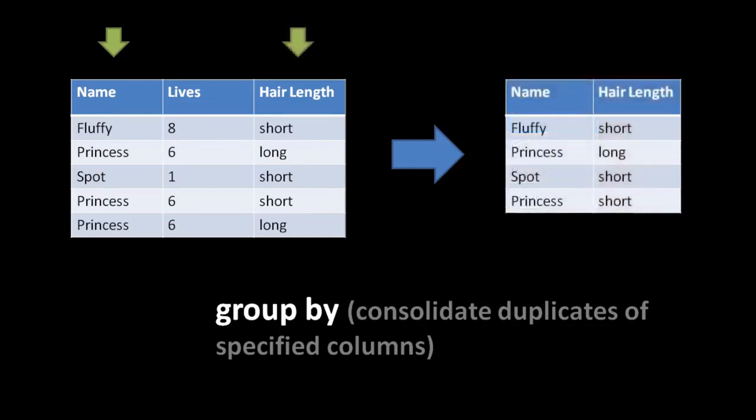It is possible, though, to group on multiple columns. So if we group on both the name column and the hair length column, then we get back a table with the name and hair length columns in which the name and hair length together form a unique pair. So we have 2 rows with the name princess, but one has hair length short and the other has hair length long. Likewise, if we were to group on lives and hair length, we'd end up with a table with the lives column and the hair length column with 2 rows with a lives value of 6, but one with hair length long and the other with hair length short.